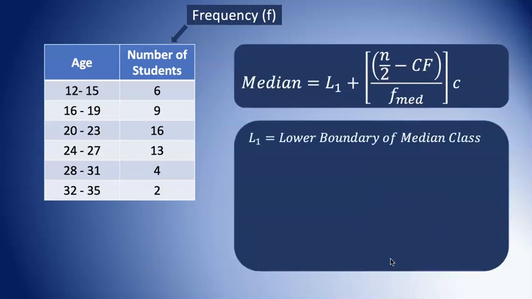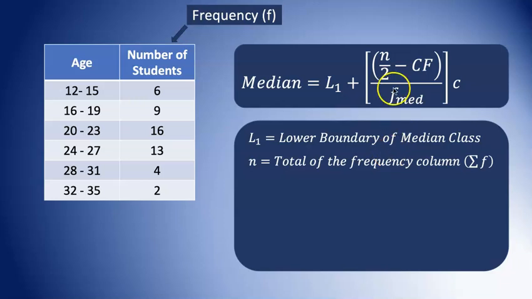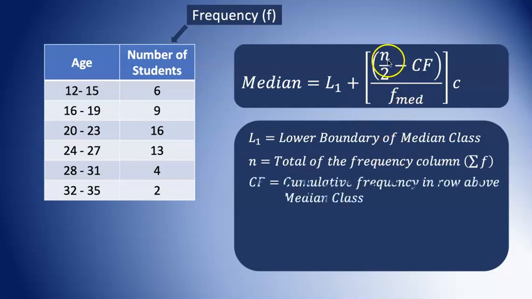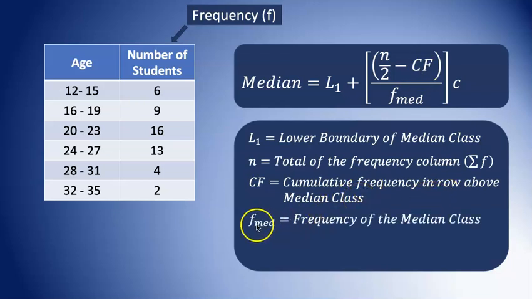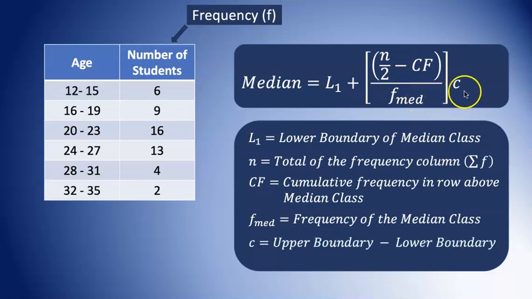L1 is the lower boundary of the median class. N is the total of the frequency column. CF is the cumulative frequency in the row above the median class. F med is the frequency of the median class. And C is the class width, and the class width is the upper boundary minus the lower boundary.